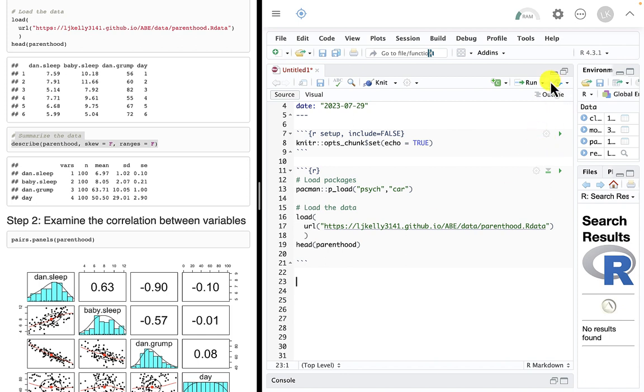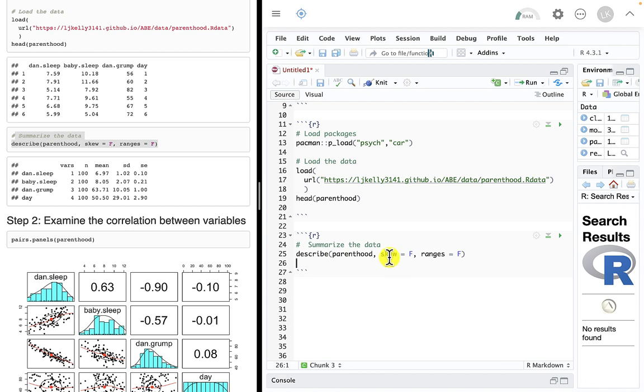from the psych package. I like the describe function because I think it just does a little nicer job of formatting the output than summarize. Now I'm going to set a couple of settings here. I'm going to set skew to false and ranges to false, just because that's extra information. It clutters up the table, in my opinion, a little bit. And I don't really need those in this first thing.